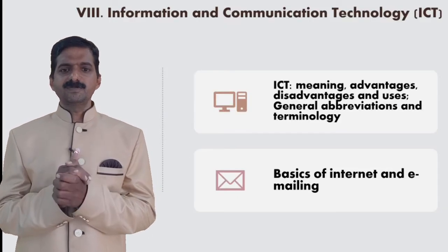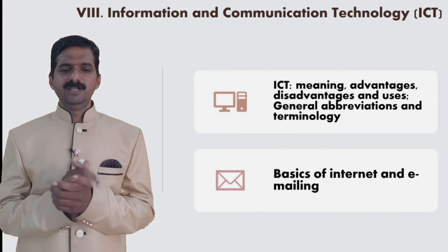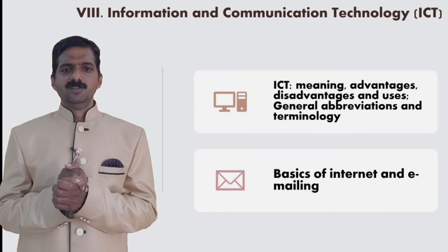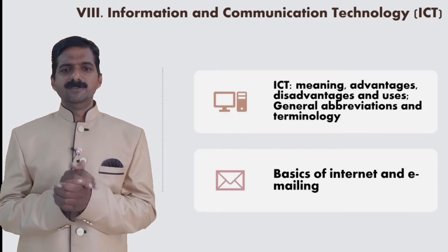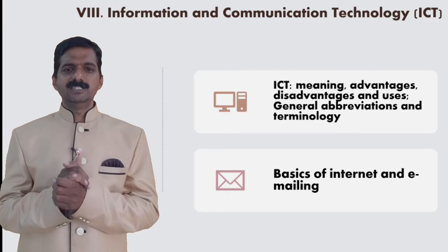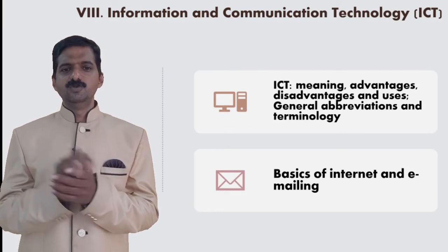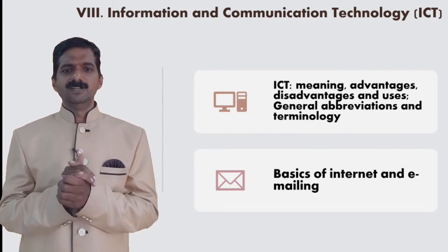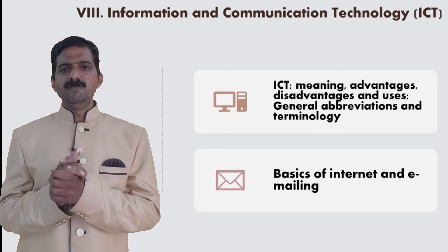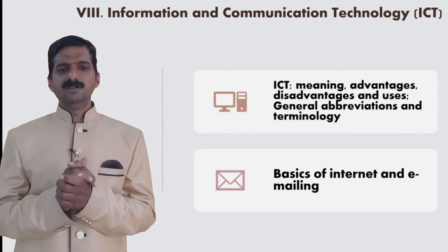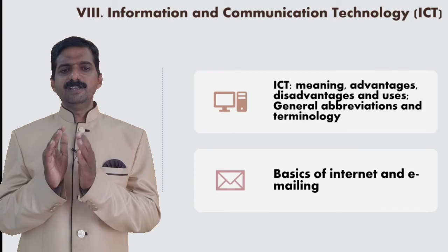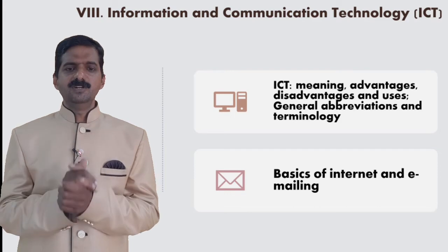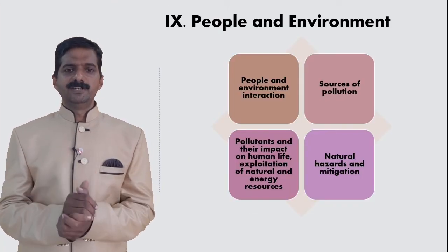Unit number 8 is common and very easy one, it is information and communication technology, that is ICT. So what is the meaning of ICT? Advantages as well as disadvantages of ICT and its uses, general abbreviations and terminologies in ICT, internet, email. These are very basic ones, and these basics of internet and emailing will also be there in this paper.